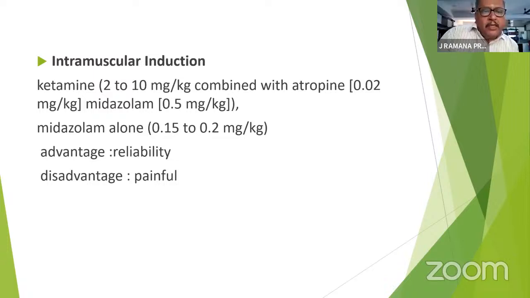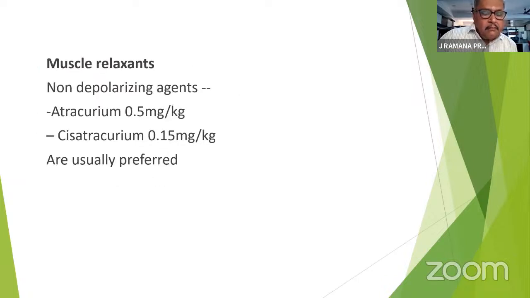Intramuscular induction: ketamine 4 milligrams per kg combined with atropine 0.02 milligrams per kg and midazolam 0.5 milligrams per kg. Advantage: reliability. Disadvantage: it is painful. Muscle relaxants: non-depolarizing agents, atracurium 0.5 milligrams per kg and cisatracurium 0.15 milligrams per kg are usually preferred.